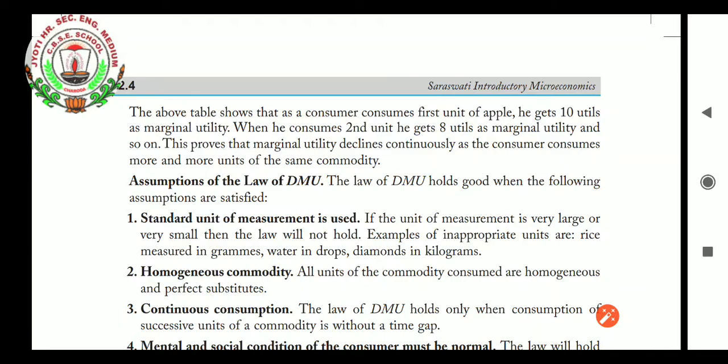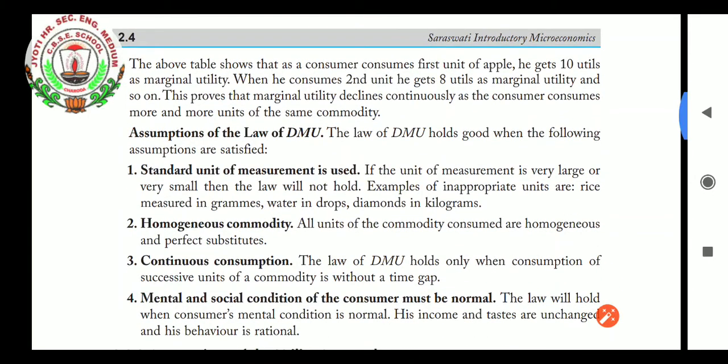Earlier, in the first utility we were having importance, so the MU was more. As we start consuming more and more units of that same product, definitely our psychological satisfaction will come to an end, and at a certain level we will stop consuming that goods any more. Assumptions of the law of DMU, diminishing marginal utility. The law of diminishing marginal utility holds good when the following assumptions are satisfied.